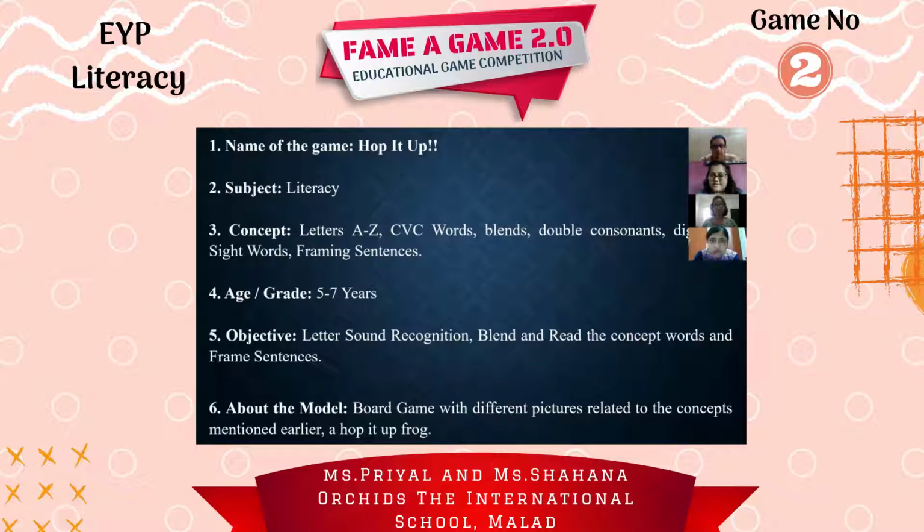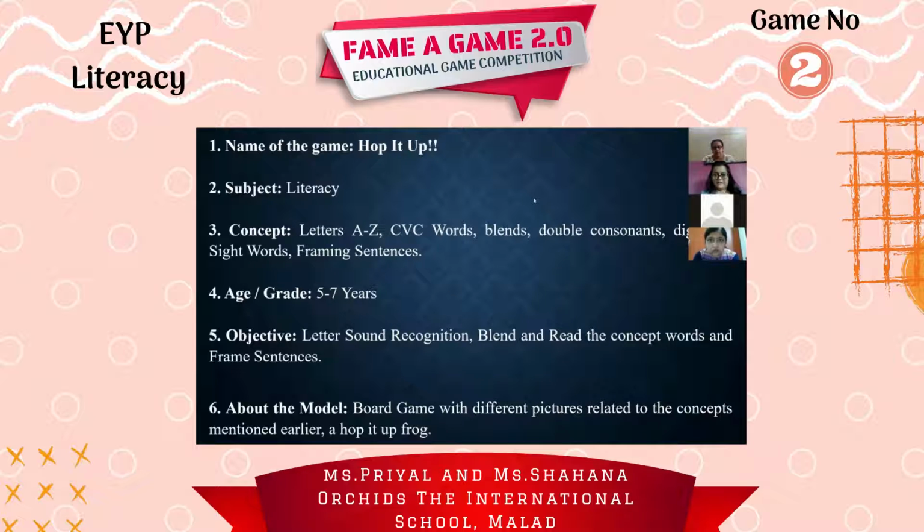The concepts that we have covered in this game are all the letters from A to Z, CVC words, blends, double consonants, digraphs, sight words, and framing of sentences. The age group that we are targeting is 5 to 7 years. The objective, the goal that we are trying to achieve with our game, is letter and sound recognition, to blend and read the concept words, and frame a sentence for the word.